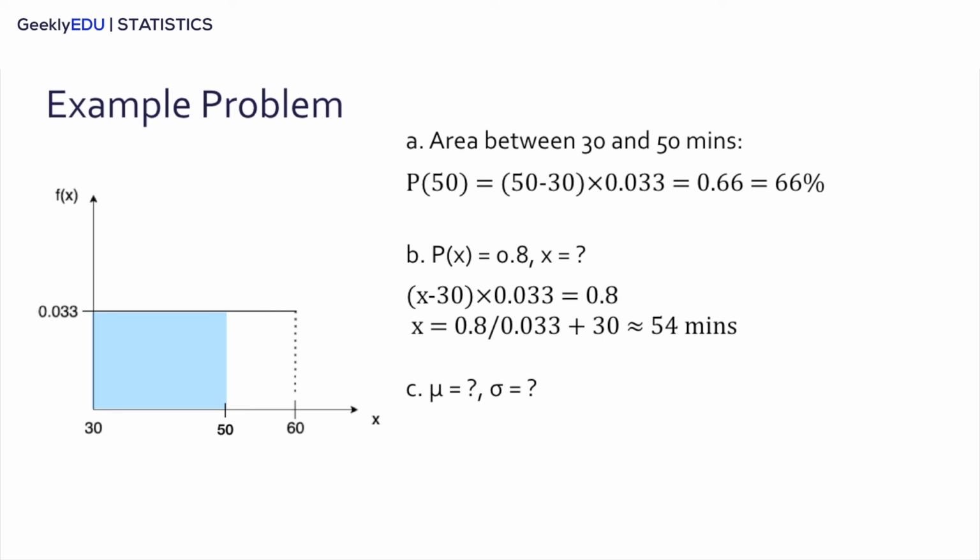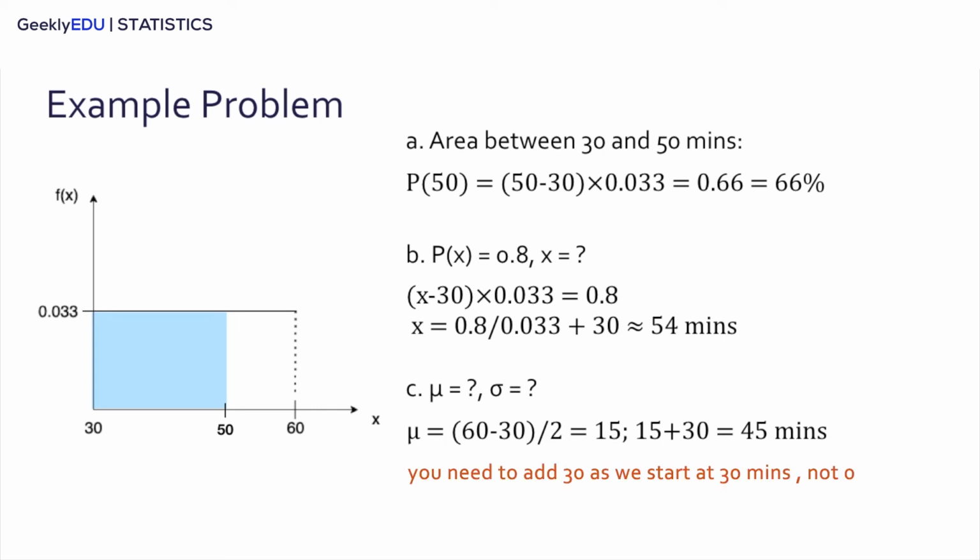Lastly, we have to calculate the mean and the standard deviation. And this shouldn't be a problem for you since we already discussed the formulas. So the mean is going to be 60 minus 30 divided by 2, or 15 minutes, plus 30, 45 minutes. So the mean is 45, and the standard deviation is 60 minus 30 squared divided by 12, and then we take the square root of that, and we get 8.66. And there you go. This is a problem solved.